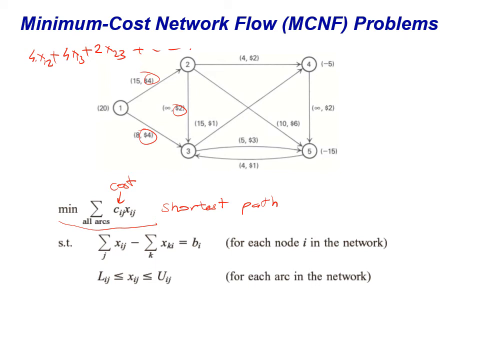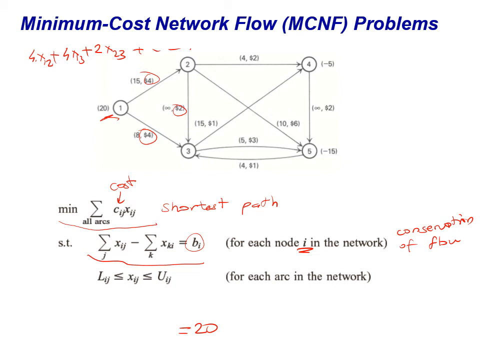And for each node i in the network, we write these flow balance constraints. This is conservation of flow, or flow balance, the same thing, conservation of flow constraints. And look at this node 1. The amount of supply in node 1 is equal to 20. So the right hand side is equal to 20.